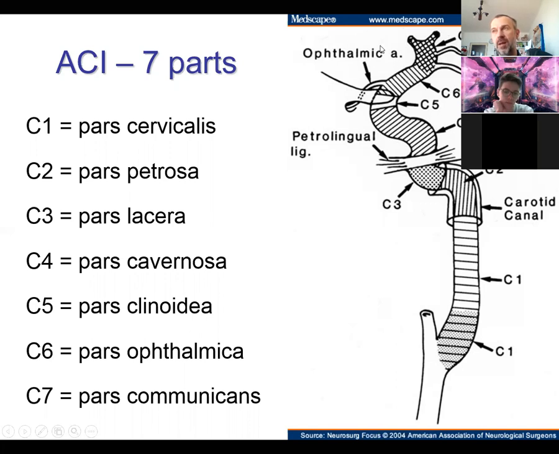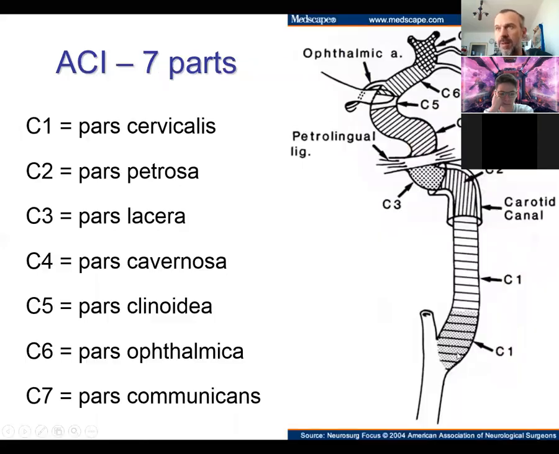And this is intradurally, inside the dural space. So we call it the communicating part, as the large branch will be the posterior communicating. So that is just an overview, and we will go through the details, don't worry.